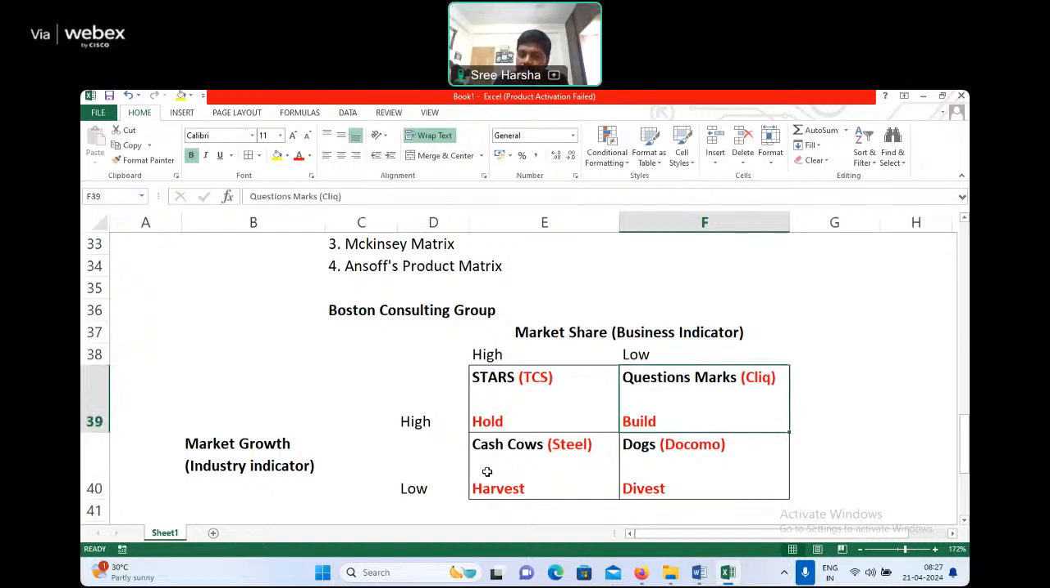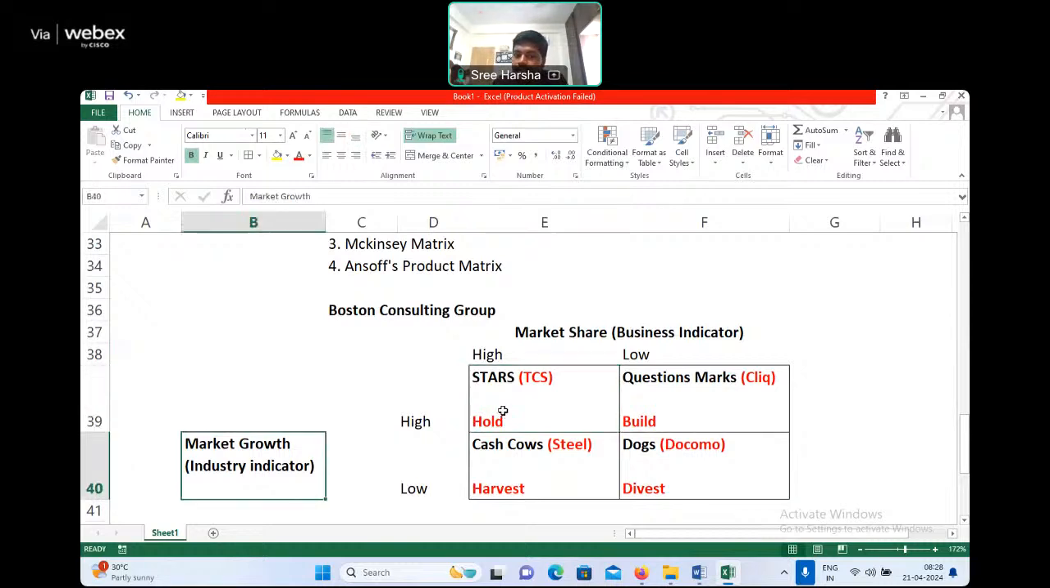Build, in the sense, see your market share is very low here. In a Tata Click kind of business, your market share is very low. But for that reason, don't come out. The reason is market is growing very significantly. It's a high growing industry. So for that reason, keep investing more and more. Adopt new strategies. Keep growing there. That's what is build.